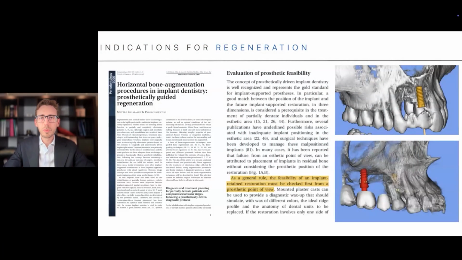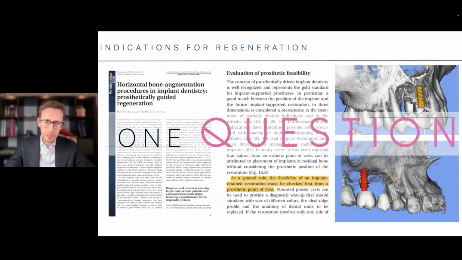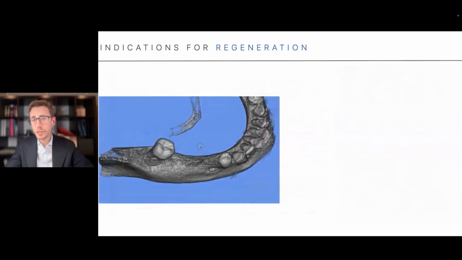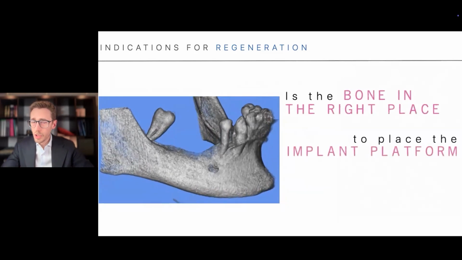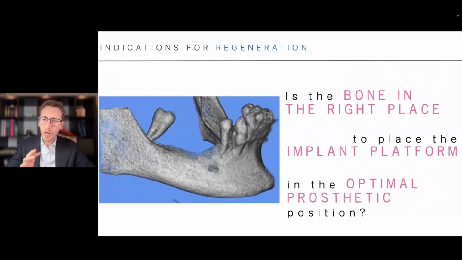So, for example, when we are planning an implant placement, we should start with the prosthetic treatment plan, which can be either a digital mock-up or a conventional mock-up, which nowadays can be easily digitalized. And we have to go backwards in our treatment sequence with only one question in mind. And the question is very easy. Do I have enough bone to place the implant platform in the optimal prosthetically guided position?